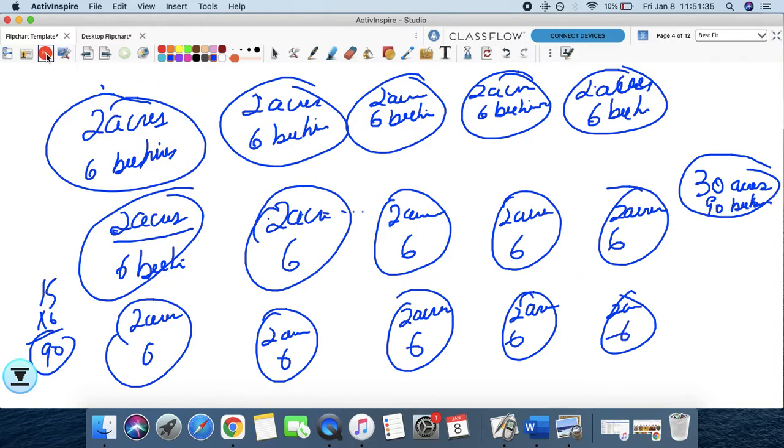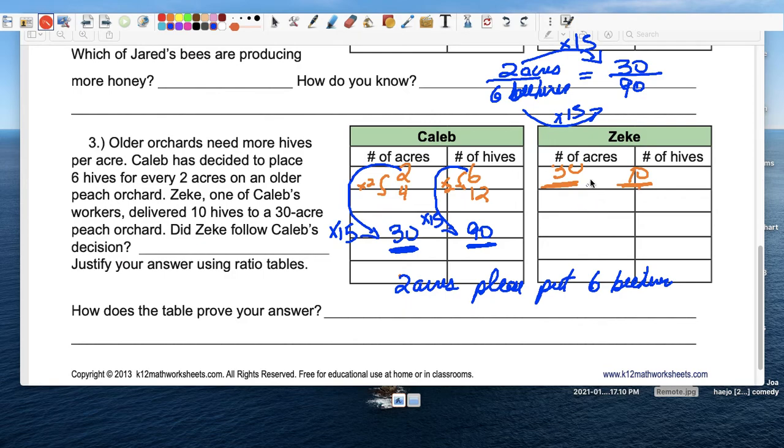Okay, so if I go back here, el señor Zeke, que es el trabajador, the worker, right? In 30 acres, en 30 acres, que es mucha tierra, ¿cuántos beehives puso él? Solamente 10. Entonces él no hizo, he didn't do the right thing. Okay. So that's it. I think that was all there is.